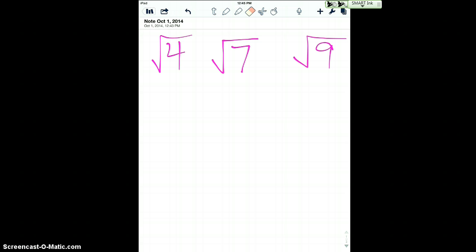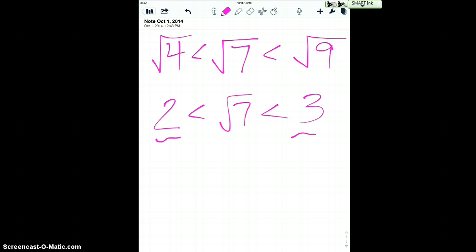So once I get to that point, then I can see what whole number I'm going to use in my decimal. The square root of 7 is in between these. The square root of 4 is 2, because 2 times 2 is 4. And the square root of 9 is 3. So the square root of 7 is sandwiched between 2 and 3. So if it is less than 3, I know that my decimal is going to be 2 point something.